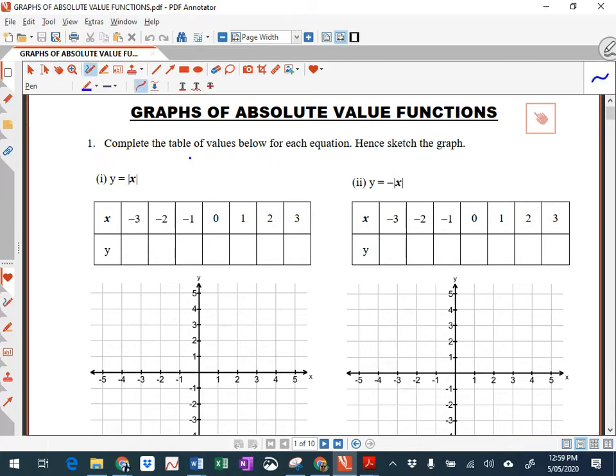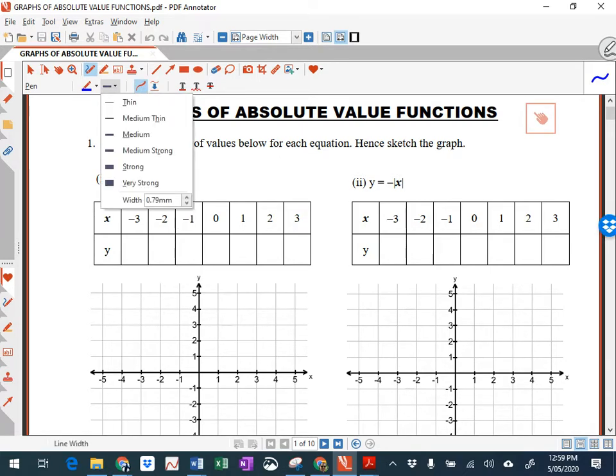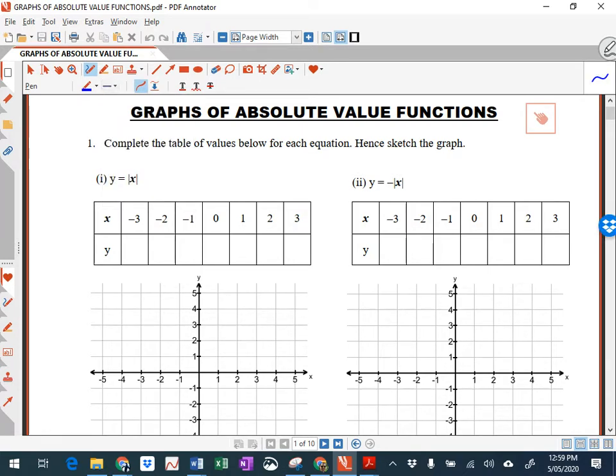Okay, so let's just change the thickness a little bit. There we go. Now, first thing we're going to look at is putting values into your function. The absolute value of -3 is 3. We're going to put -2 into that function. Absolute value of -2 is 2. Absolute value of -1 is 1, and then 0, 1, 2, 3.